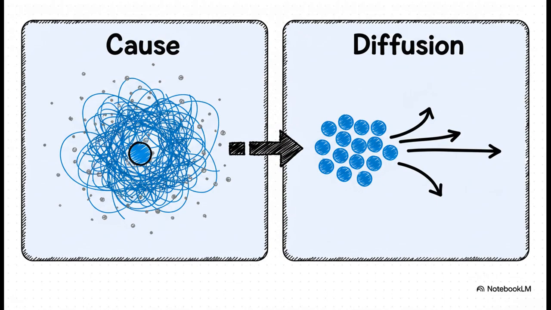Okay, this right here is a distinction you absolutely have to nail for your defense. Brownian motion is the cause. It's that individual, random wiggling we just talked about. Diffusion, on the other hand, is the effect. It's the large-scale, observable result you get when you have a whole bunch of particles and they start moving as a group from a crowded area to an empty one. One is the chaos, the other is the predictable outcome of that chaos.